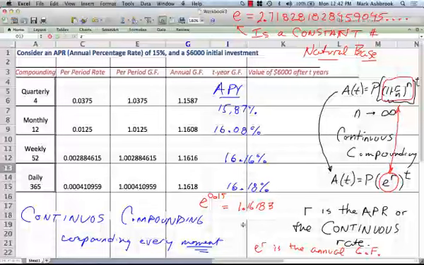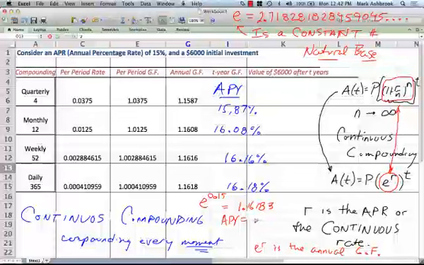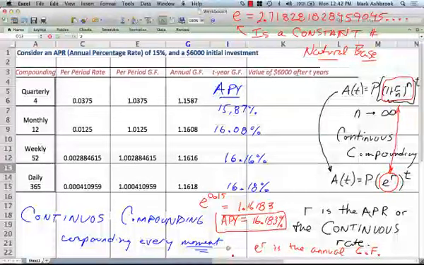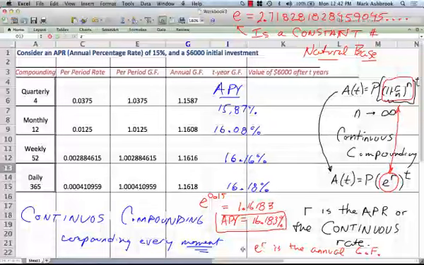It's the same type of number as what I put in red if we had a finite number of compounds. So from that, we can get the true yield. APY is 16.183%. So virtually no difference, just a little bit more than daily compounding. But continuous compounding is the very best that we can do given a certain APR.